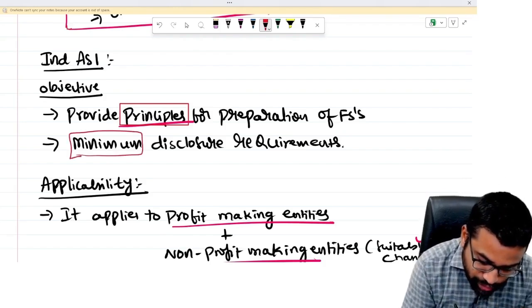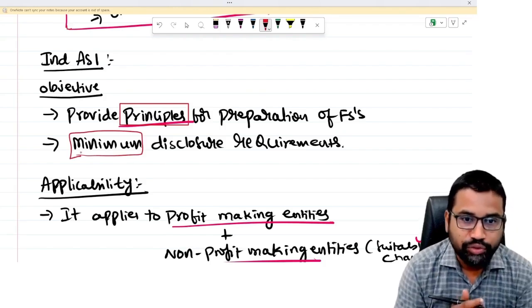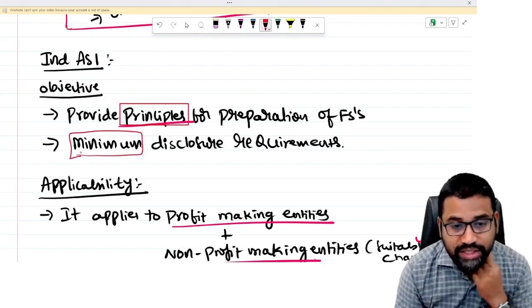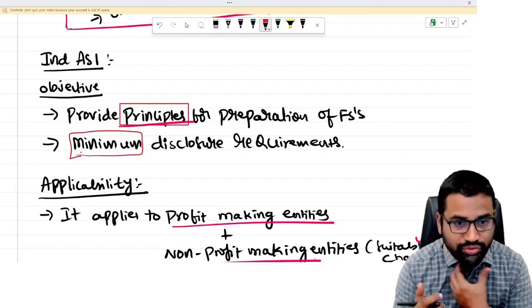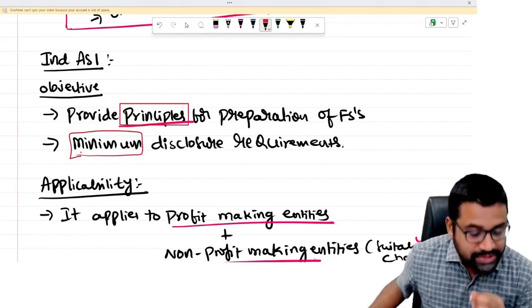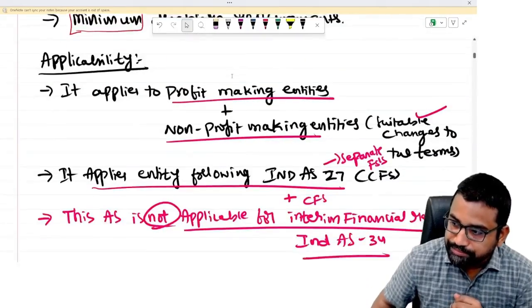And of course, if you want to make a better presentation, if you want to give more information than what is required by Ind AS 1, you are most welcome. Now this is the objective of Ind AS 1.